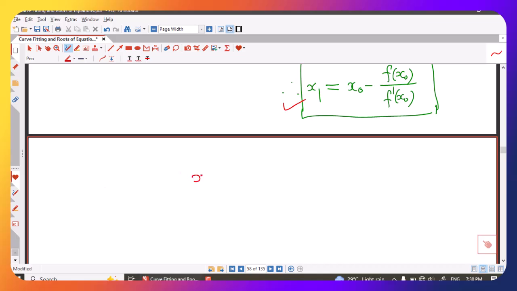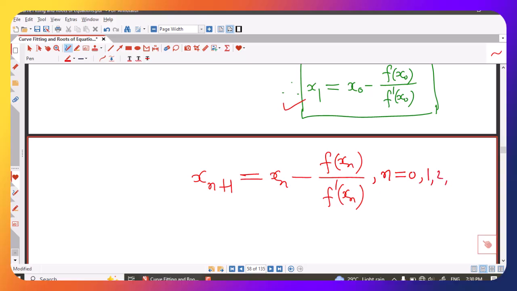So if we generalize this formula, then we can write Newton formula or Newton-Raphson formula in this way: x(n+1) equal to xn minus value of function at xn divided by first derivative at point xn, and n starts with 0, n equal to 0, 1, 2 and so on, and for n equal to 0 we will obtain x1 equal to x0 minus f of x0 divided by f dash x0, where x0 is initial guess or initial approximation to the root which is near to the actual root.